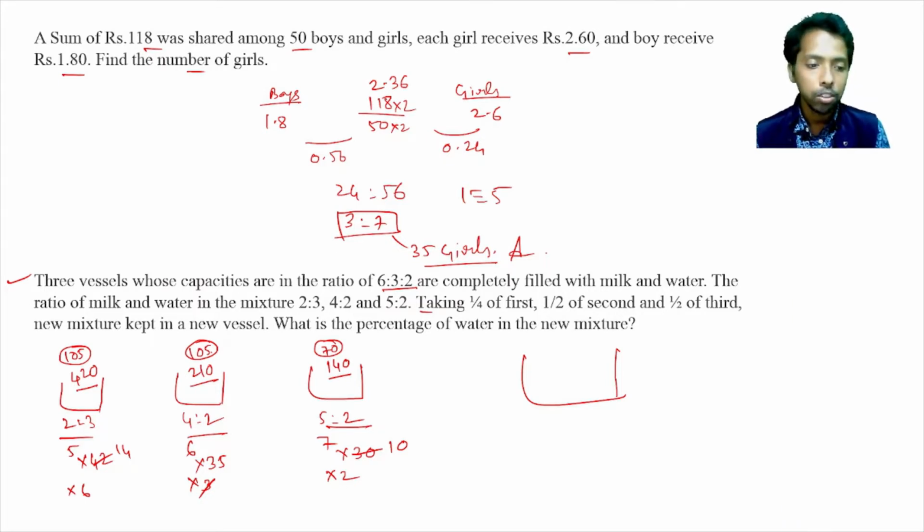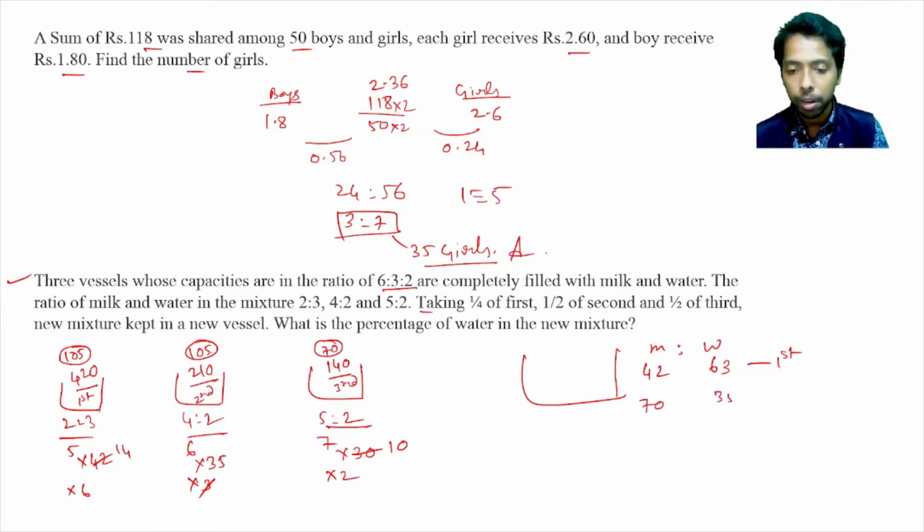So the first one is 2:3, milk and water from the first one. 5 units means 21 per unit, that means 42 and 63 from the first container. This is first, this is second, and this is third. Now from the second one, 4:2, we can reduce it to 2:1. That means 3 units is 105, so 1 unit is 35, 2 units is 70, 1 unit is 35. This is from the second. Okay, good.